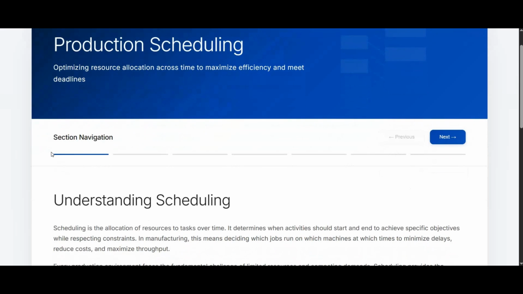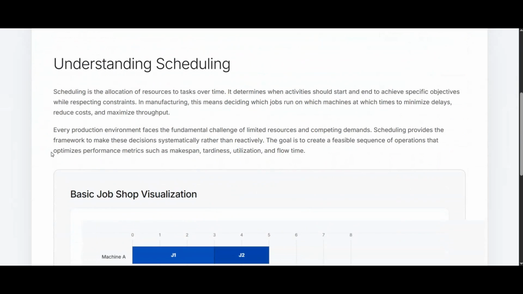Alright, let's start with what scheduling actually means. When we talk about scheduling, we are really talking about deciding who does what, where, and when, while keeping an eye on time and resources. In simple terms, scheduling is the process of allocating resources to different tasks over time. So, in a manufacturing setting, that means figuring out which jobs go to which machine and at what time. The aim here is to minimize delays, cut down costs, and push as much work through the system as possible. That's what we call maximizing throughput.